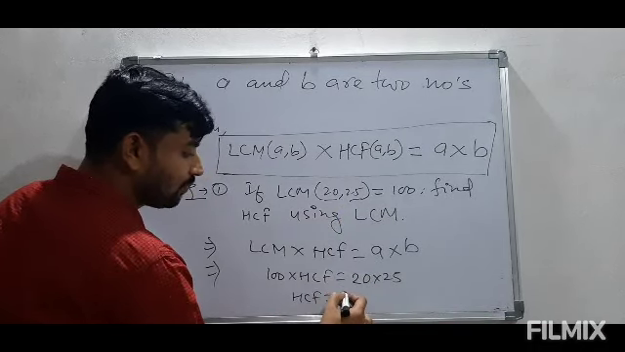Now the same can be reversed, like if HCF of these two numbers is 5, find LCM using HCF, then again the same formula can be used. Here this value will be unknown, this HCF will be there, then again the number will be multiplied and divided, so we will get LCM. So this is how we use the fundamental theorem of arithmetic.